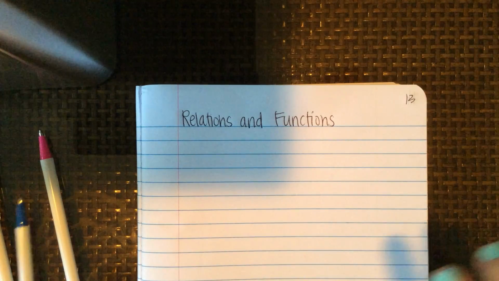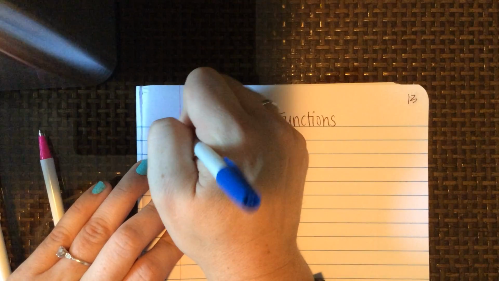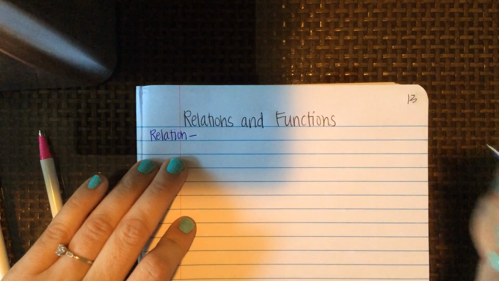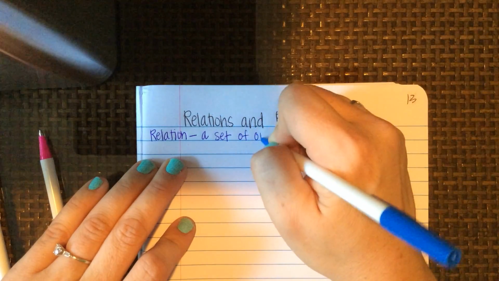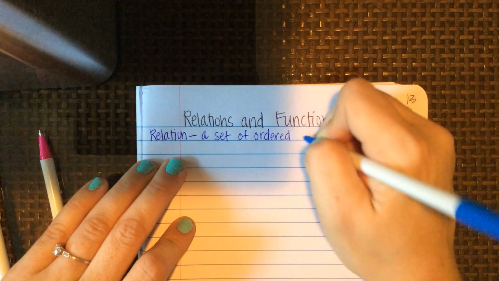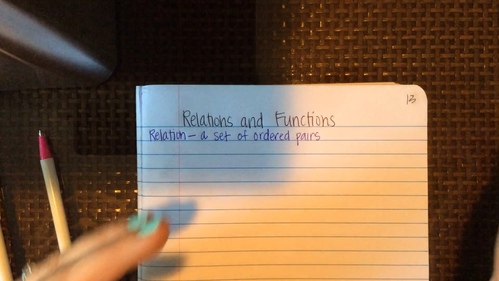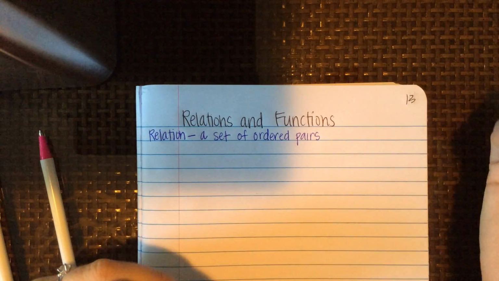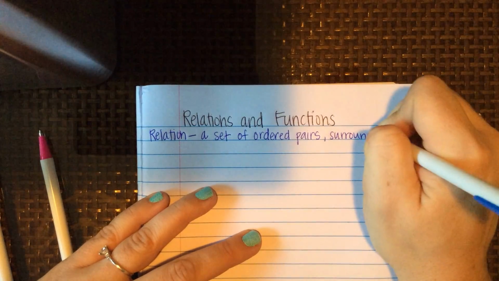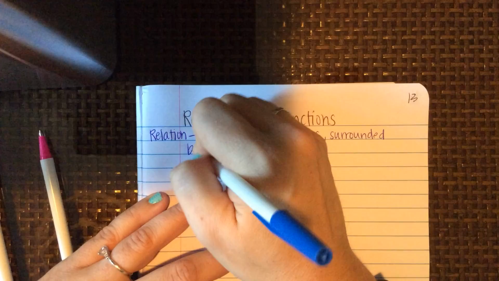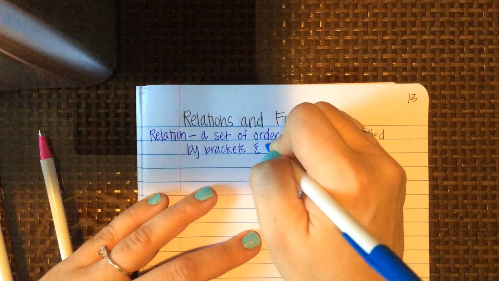So we're going to start off with some definitions. The first definition is a relation. And a relation is a set of ordered pairs. So basically, you're just working with a set of ordered pairs. And the key part is that they're surrounded by brackets, which are these squiggly things.